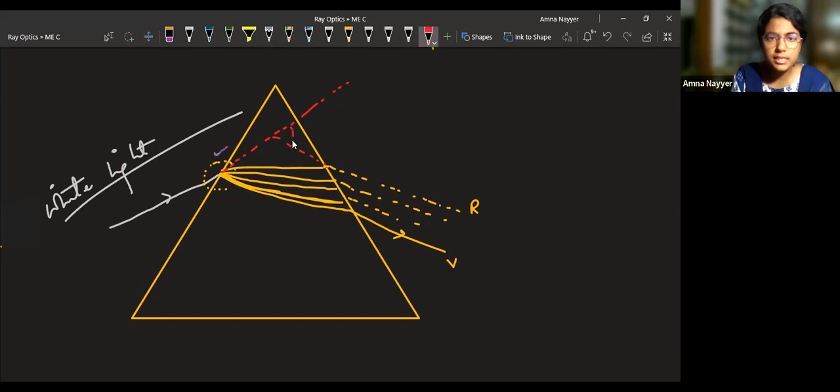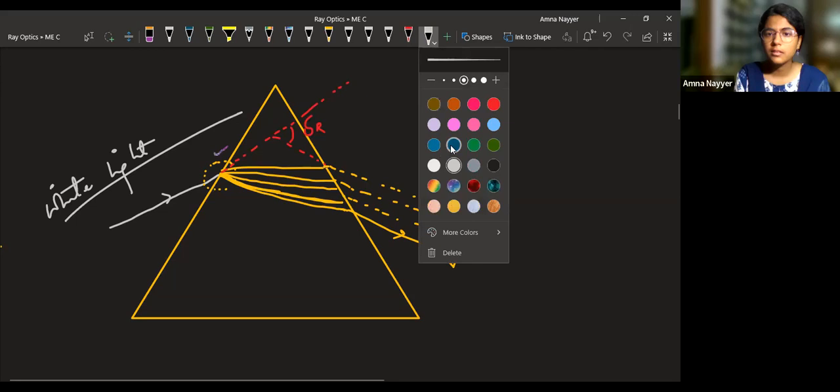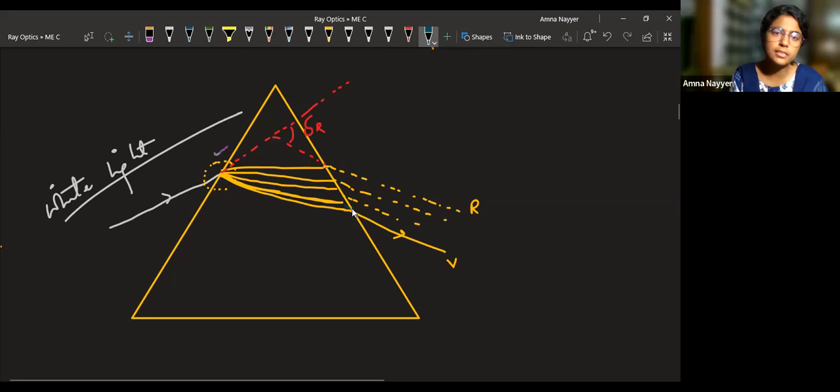So it means this is the angle of deviation for the red color, right? This is the angle of deviation for the red color. And if I extend this, let's say I have extended this, and this was the incident ray, so this becomes the angle of deviation for the violet color. Can you see, there will be two different angles of deviation for it?